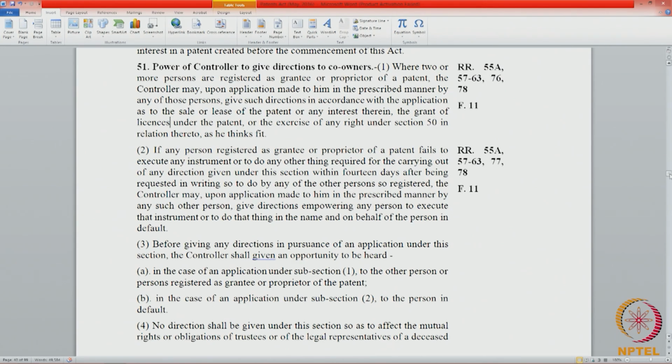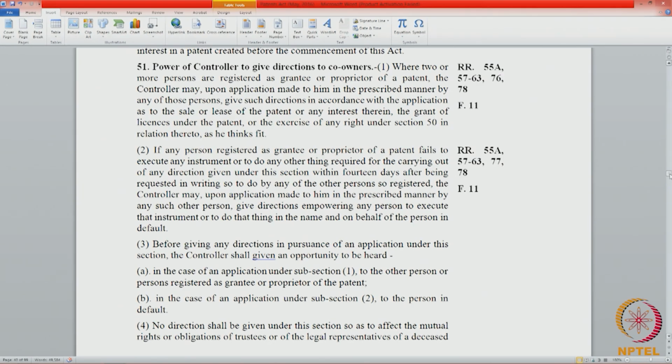Now, 51(2) envisages a situation where the controller has issued a direction. As we saw in the earlier example of the 3 co-owners A, B and C, A has approached the controller for a direction to grant a license under the patent, and B and C are not cooperating. Now, once the direction is issued, A can send the instrument, the license deed, to B and C, asking them to execute it and giving them 14 days time.